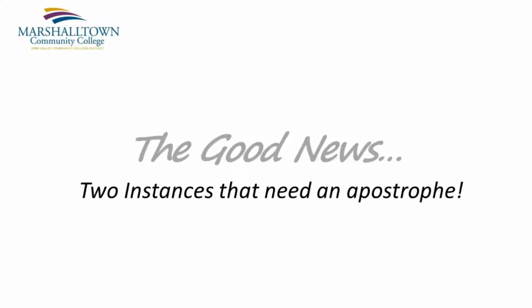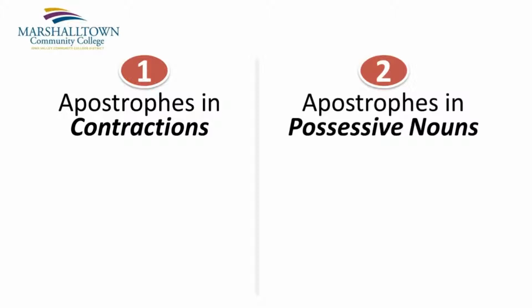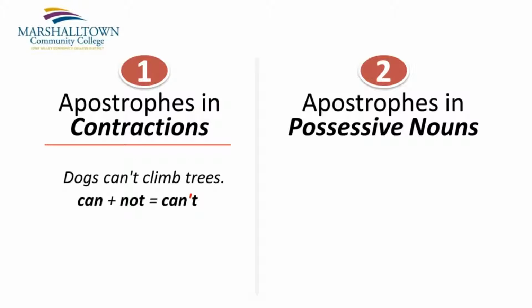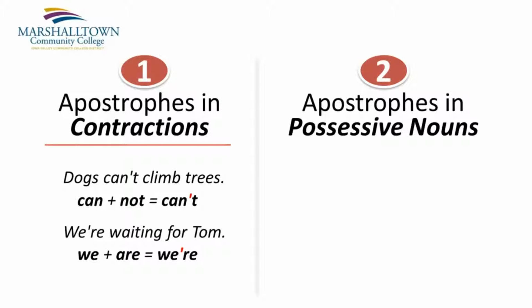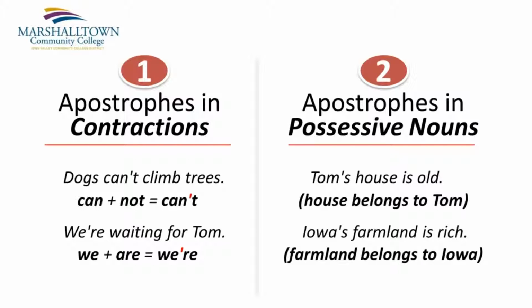There are only two instances where an apostrophe is needed in a sentence: apostrophes used in contractions and apostrophes used in possessive nouns. For example, with contractions, an apostrophe takes the place of missing letters in a word. Dogs can't climb trees. Can plus not equals can't. Or, we're waiting for Tom. We plus are equals we're. With possessive nouns, an apostrophe indicates ownership. Tom's house is old. The house belongs to Tom. Iowa's farmland is rich. Farmland belongs to Iowa.